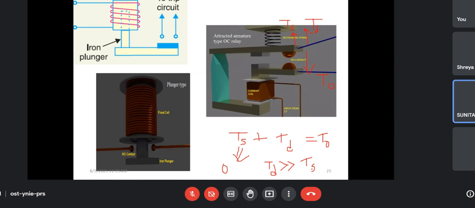Yes, understood this, but this is not applicable here, because in the attraction type overcurrent relay, or in an overcurrent relay, no restraining torque is developed by the current. Only the operating torque is developed by the current. The restraining torque is totally provided by the spring. So the spring is indispensable for the overcurrent relay.